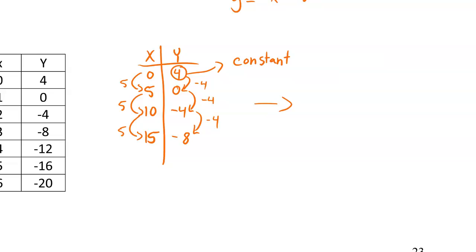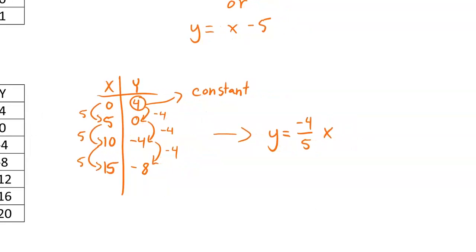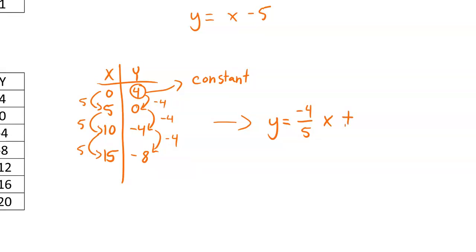Now if I was to write out the equation for this, if I was looking for y, my rate of change comes first. So I have my y rate of change on top, my x rate of change on the bottom. So y rate of change is -4, x rate of change is 5. Now we have to put in our variable, which is x, plus my constant, which is +4. So if I was looking for my y value, I could use this equation now to solve for my y value.